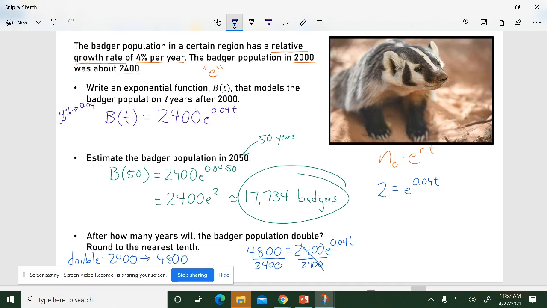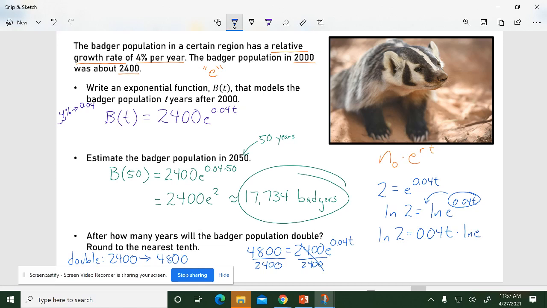So what I'm going to do, because it's an equation, so really you could do anything you want as long as you do it to both sides. But we're going to do natural log. And so I'm going to have natural log of 2 equals natural log of e to the 0.04t power. And as before, that logarithm allows me to take my exponent and move it out front and make it a coefficient. So you're going to have natural log of 2 equals 0.04t times natural log of e.